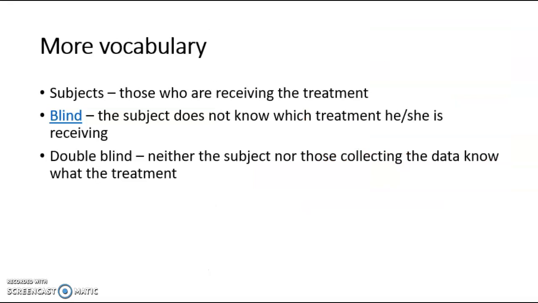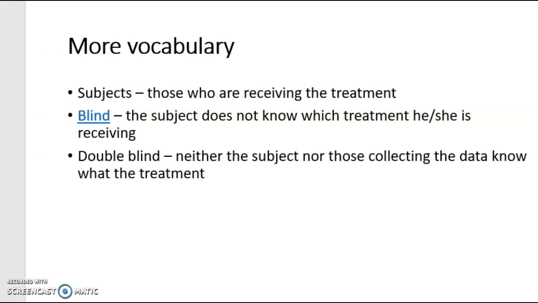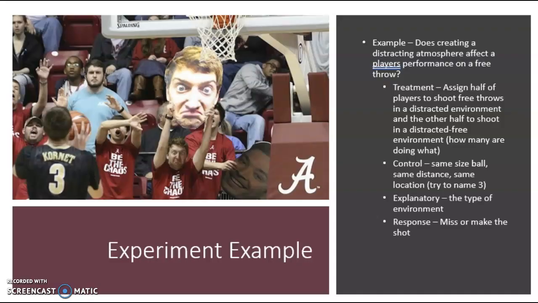All right, next screen. A little bit more. The subjects of an experiment are going to be those receiving the treatment. And then you got blind and double blind. So if a subject does not know which treatment they are getting, then that's considered a blind experiment. And then it's double blind if neither the subject nor those collecting the data know what that treatment is. So you got blind and double blind.